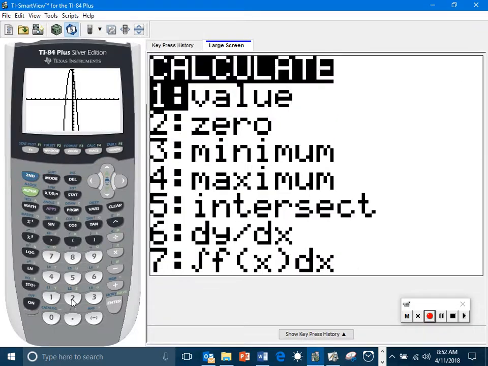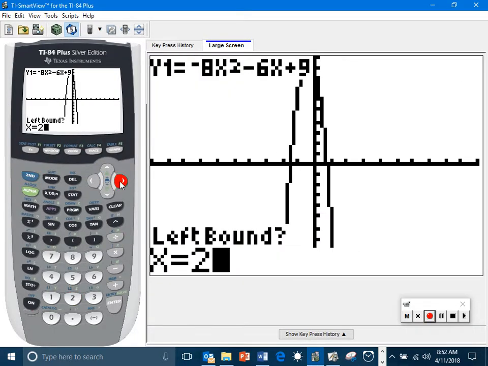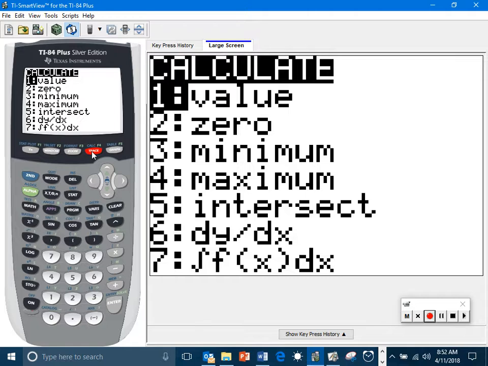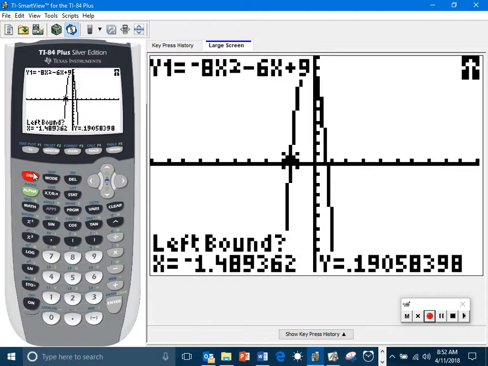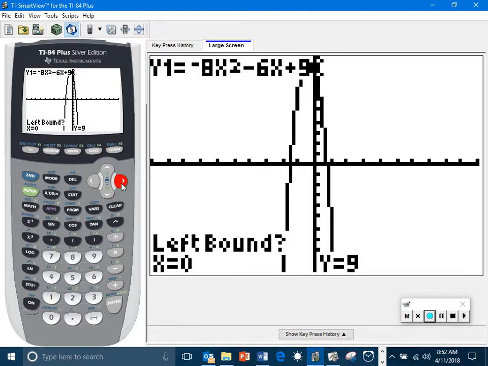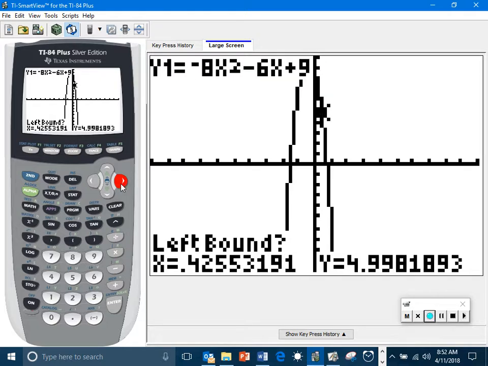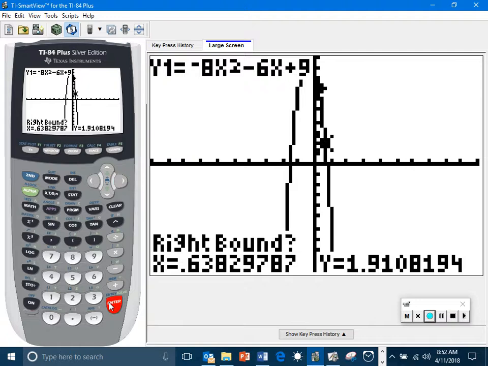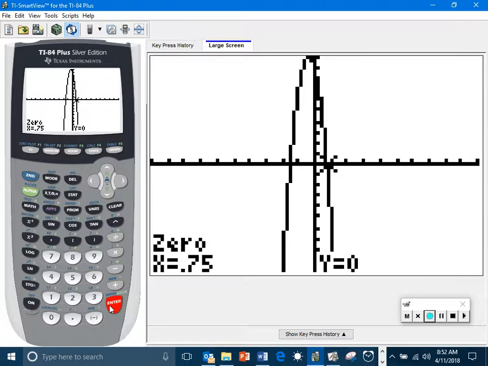Start over. Okay, let me start that again. Now, move your spider to the other side. Now, to be on the left side on this, you need to be above the x-axis. And then to be on the right, below it. Hit enter twice. 0.75.